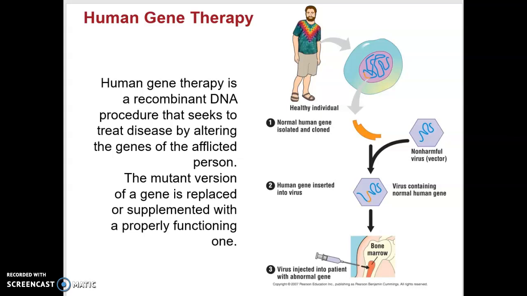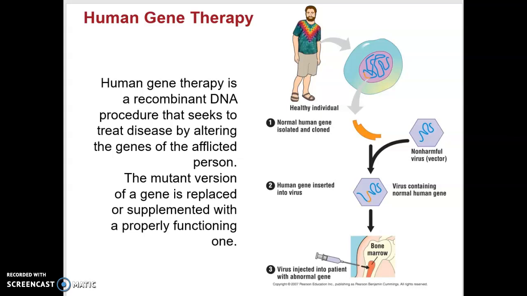You might be saying, what do you mean non-harmful virus? What they do is they take out the genes that would make the virus so it could hurt you, and they put in the genes of choice. So that virus is just going to have the gene that you're missing if you're getting human gene therapy.